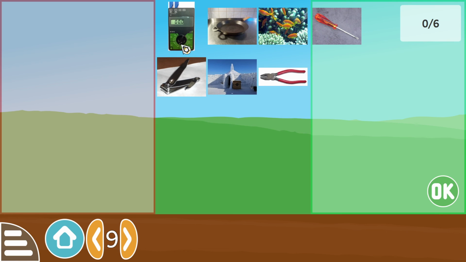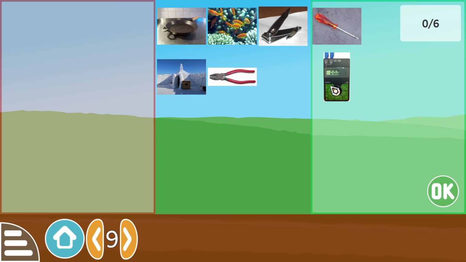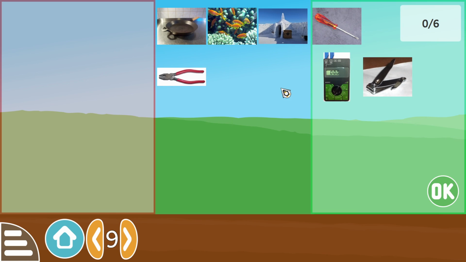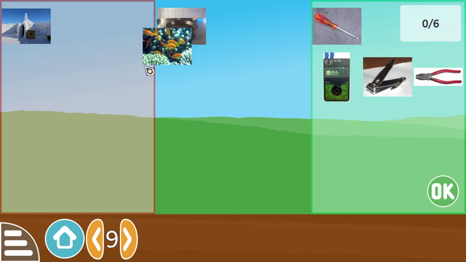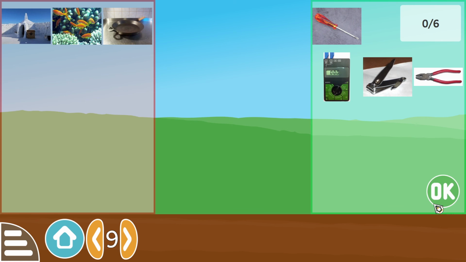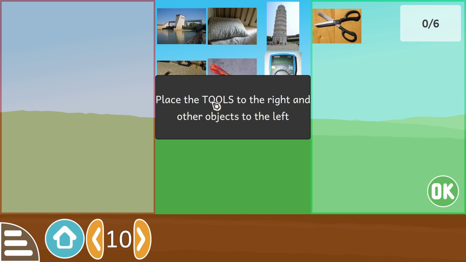I'm not sure what this tool is. It might be an industrial grade, like multimeter to measure large amounts of current flowing through power lines and similar, but I'm still calling it a tool. And then we've got the pliers, fish, and fry pan. And we're back to the beginning. No, we're not back to the beginning. We're on to number 10, sorry.